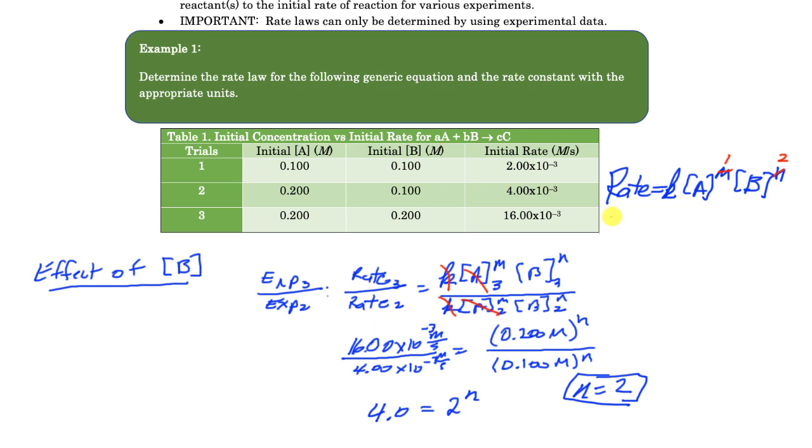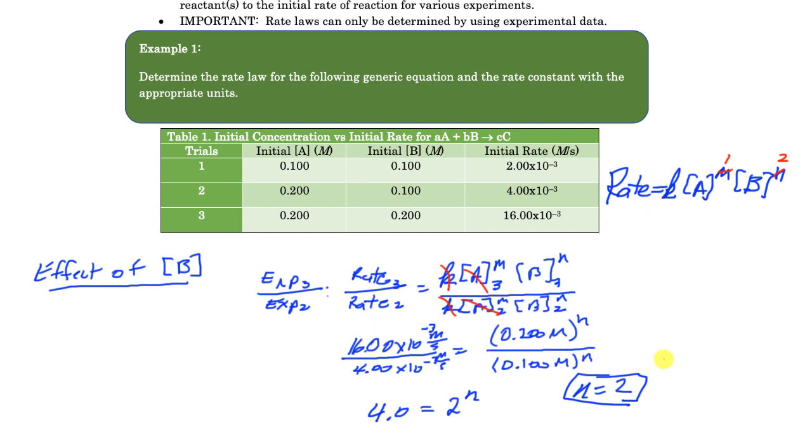One last thing I'm going to show you before we go is how you solve for K, because usually with these questions they're asking you two things. They want you to find the rate law, and then they want you to find the rate constant with the appropriate units, and that's the part that a lot of students have trouble with. They forget to put the units. So I'm going to focus on K in the last part of this video, and we'll take it from there.